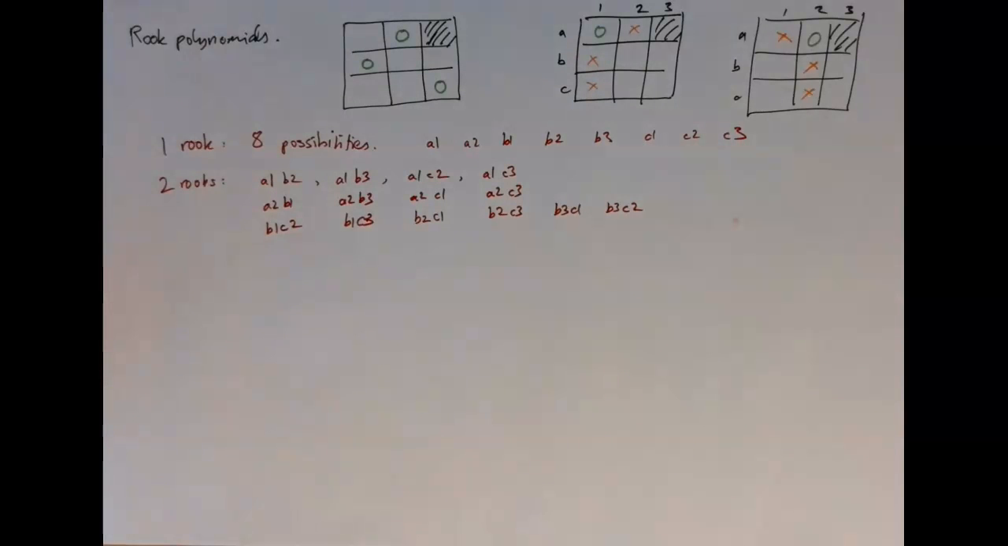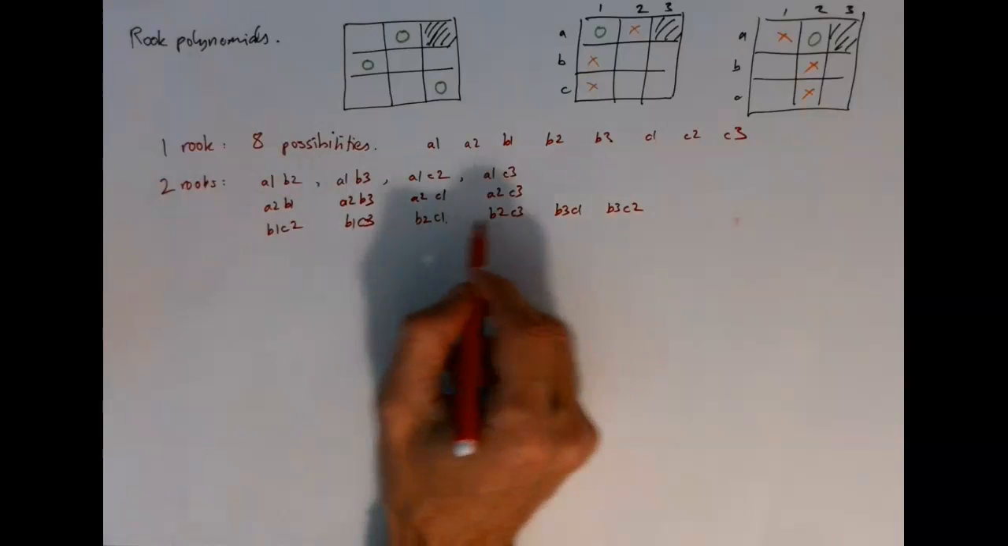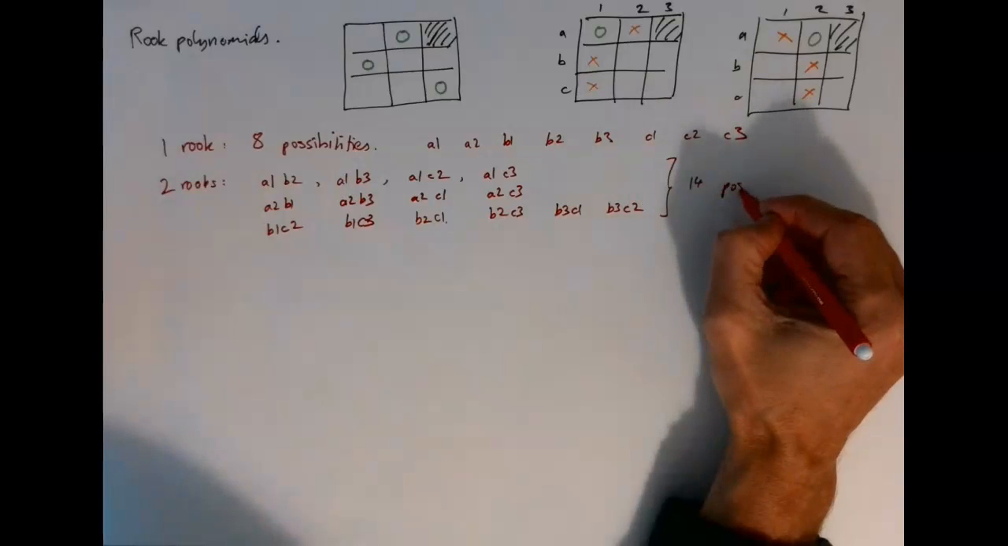Okay, so those are all the possibilities for two rooks. 1, 2, 3, 4, 5, 6, 7, 8, 9, 10, 11, 12, 13, 14. 14 possibilities.